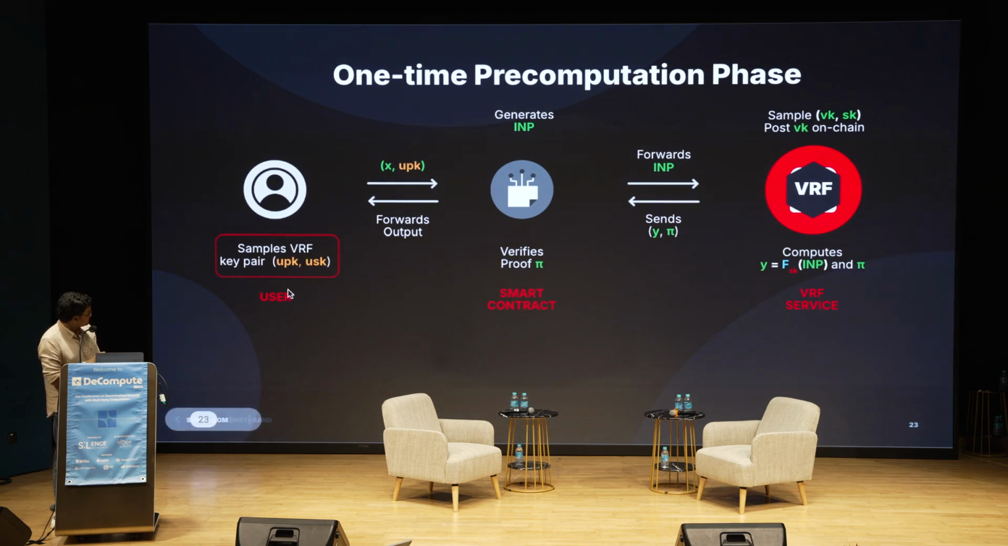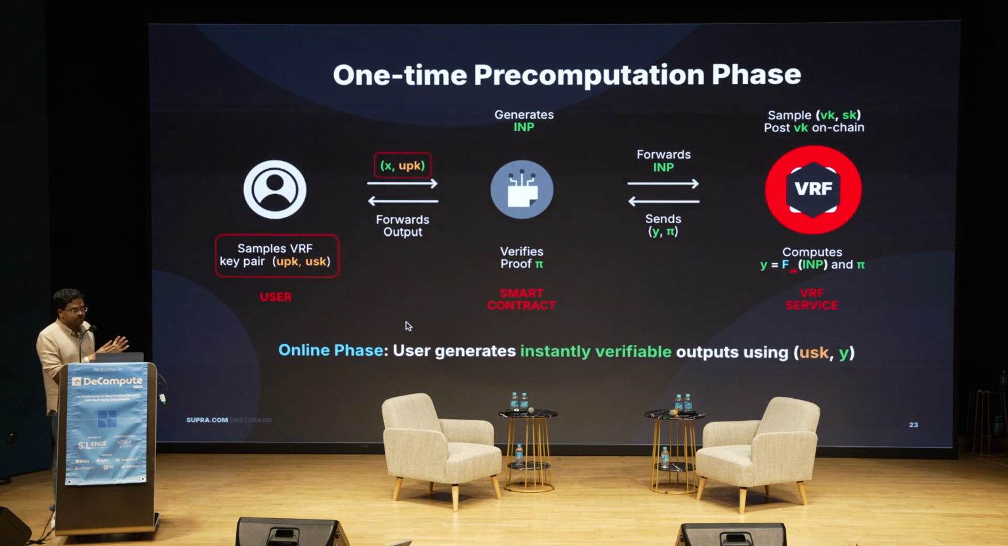So now this client side VRF public key is sent as input to the server side VRF. Here the client will query the server side VRF on input X comma UPK. And now this VRF service will compute the output Y on this INP, which is like a formatted version of X, UPK. And then this is sent back to the smart contract, and this is sent back to the user. This is again similar to the previous randomness service protocol that we discussed.